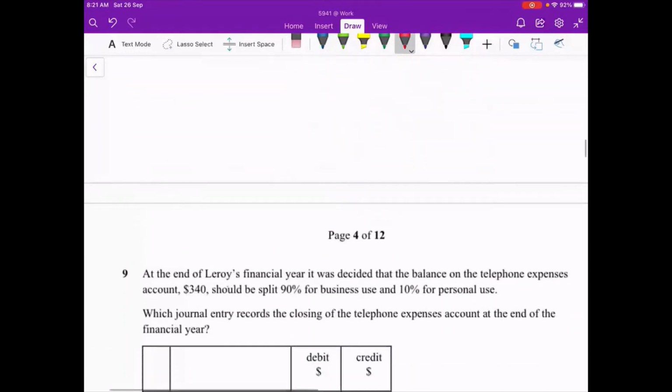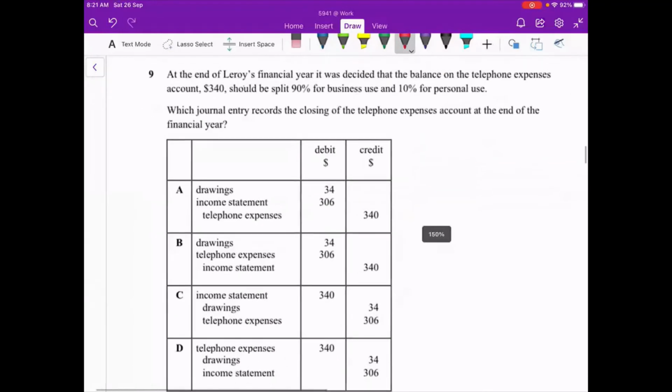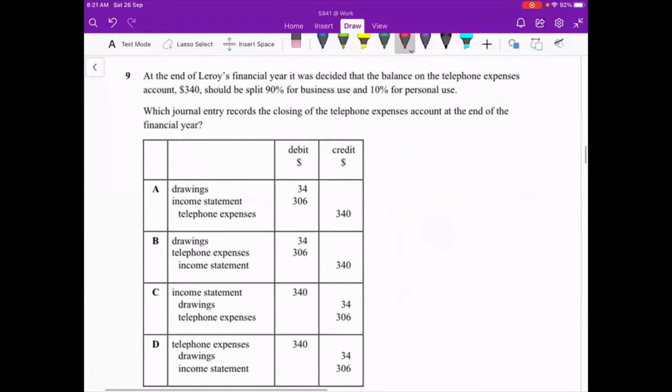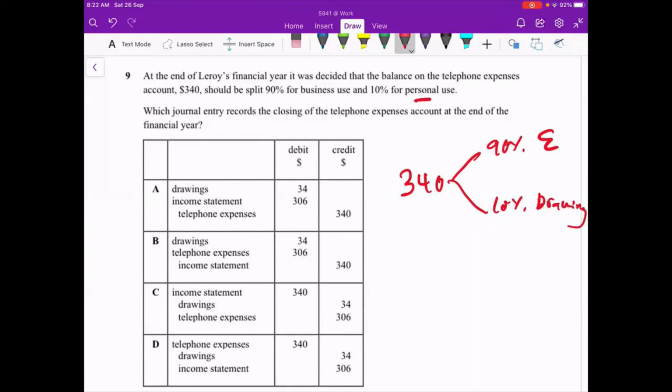So now we go for question number 9. Question number 9: at the end of the financial year, it was decided that the balance of the telephone expenses, 340, is split. The 340 will be split: 90% for business use, so it is expenses, and 10% for personal use. If it is personal use, it is my drawing. Which journal entry will be closing telephone expenses?